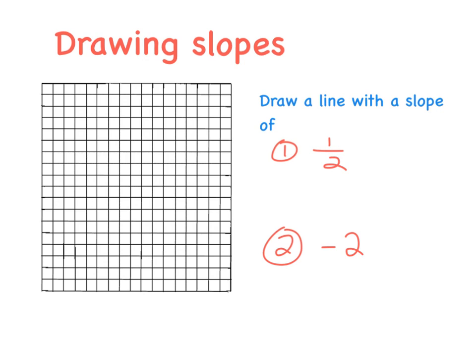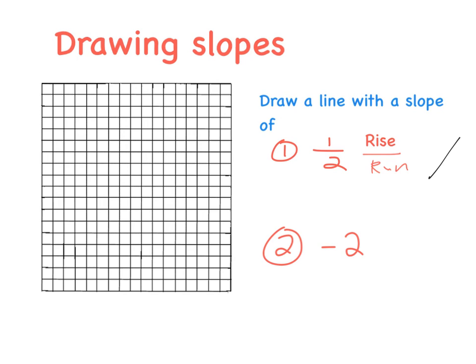Okay, so what if we were asked to draw a line that had a slope of 1/2? Well, the best way we can do this is we can think about the formula, which is of course rise over run. And so from this, I can tell that I need to rise by 1 and run by 2. And obviously we know that 1/2 is going to be a positive slope. So it's going to be going in this direction anyway.